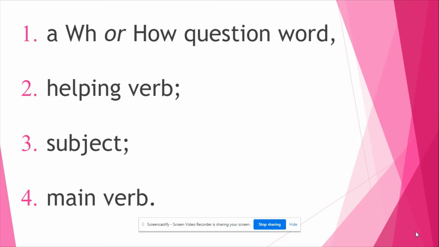So here is what we need, right? A WH or how question word, helping verb, subject, and main or linking verb. The main verb is part of the linking verb. So this is what we always need. So let's practice making some amazing questions in English.